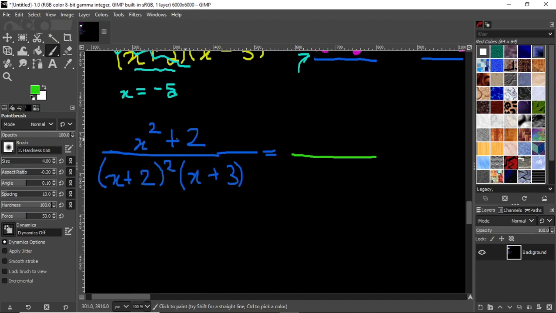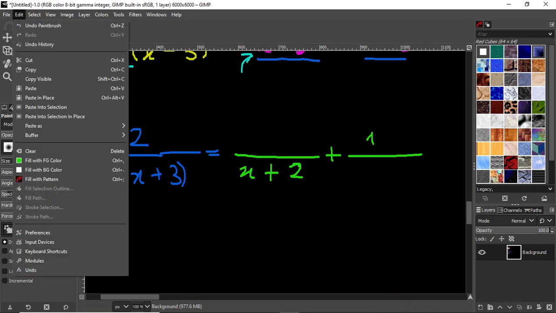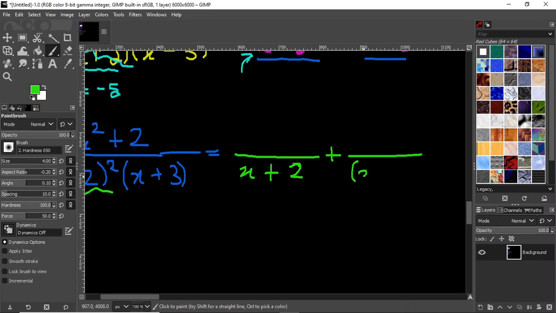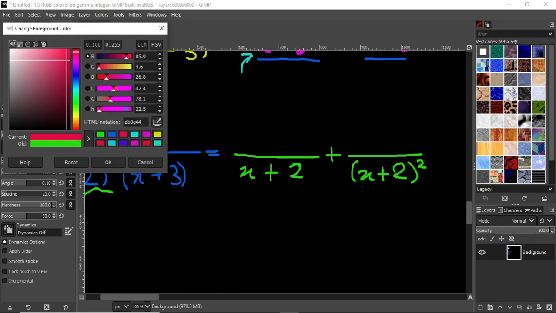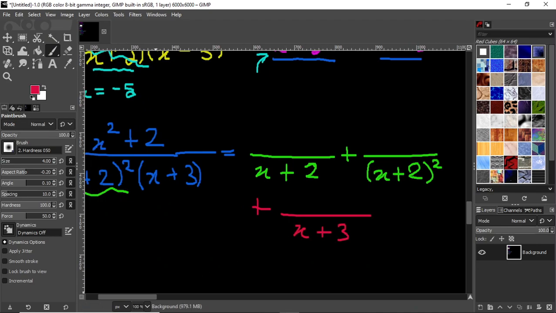Anyways, so we have some constant over x plus 2. For this factor we need to repeat this twice. Also we have, whoops, not one, why am I writing one? So it's going to be some constant divided by x plus 2 squared, and we also have that x plus 3 factor, so some constant over x plus 3.